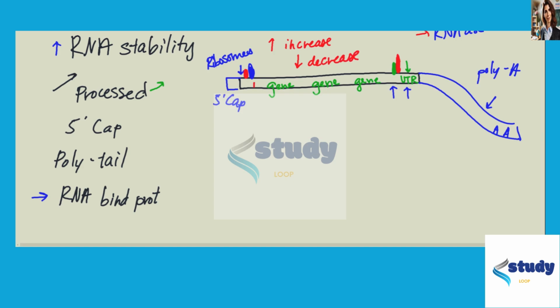So here, because these binding proteins are able to do both of these functions depending on what type they are and what effect they have, the best answer choice here is going to be D, that your RNA binding proteins can both increase or decrease the stability or lifetime of that RNA molecule.